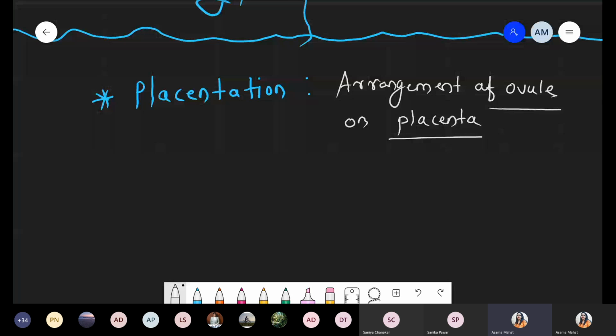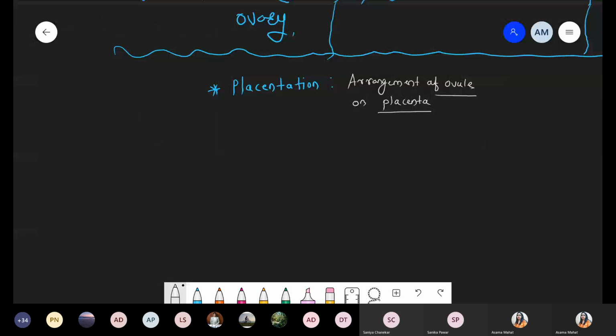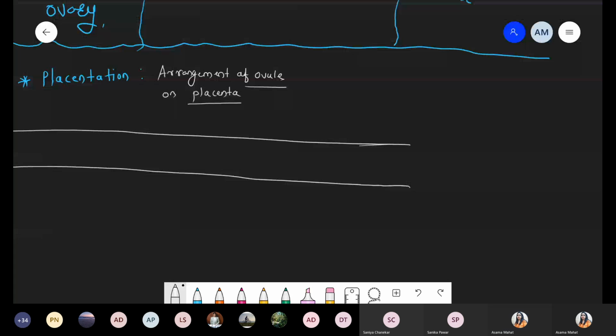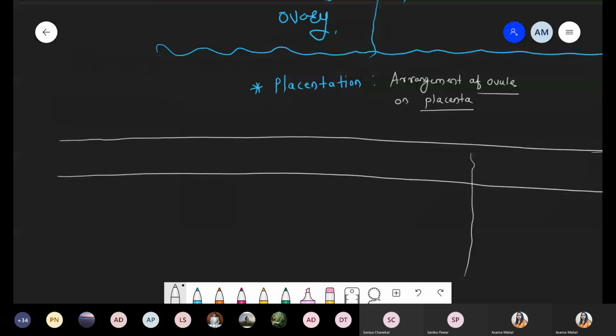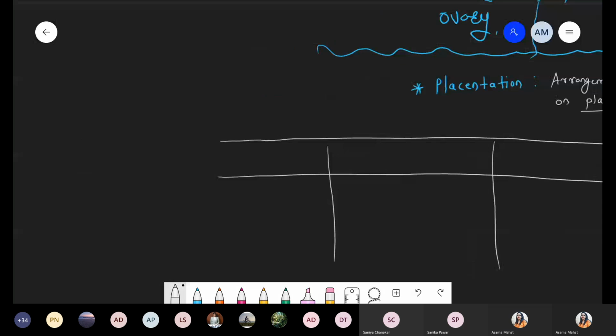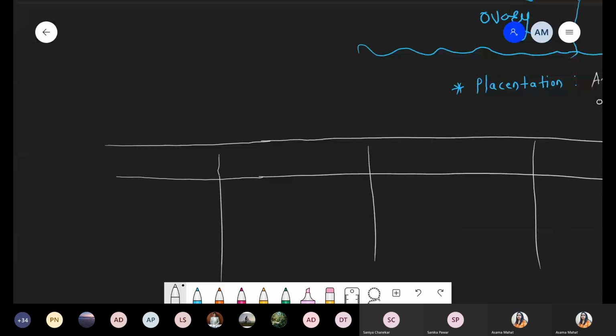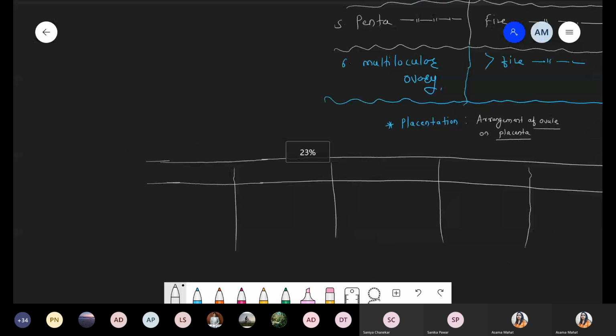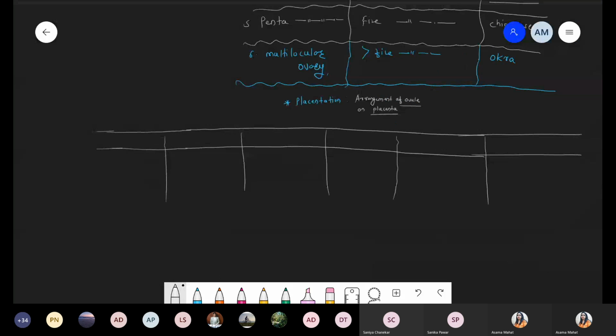Writing in horizontal position will also work. Total 6 parts: 1, 2, 3, 4, and these are the 5. Done?